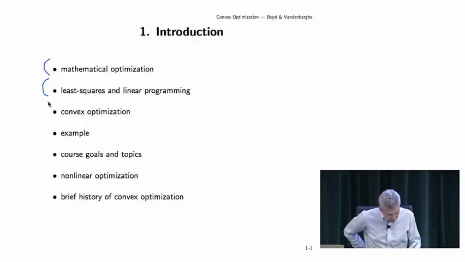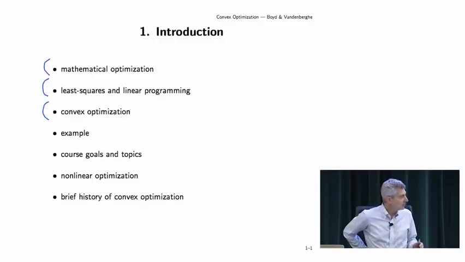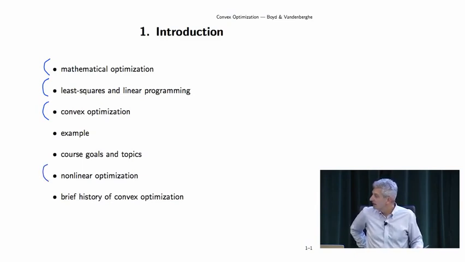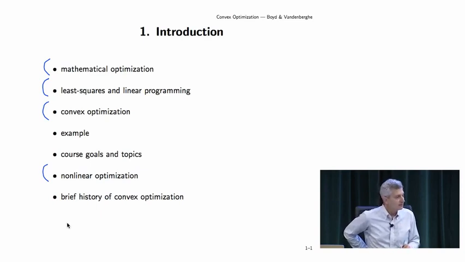I'll then say just a little tiny bit about the common parent of them, which is convex optimization. We'll look at an example, and then I'll have some general comments about what we're going to cover in the course, what the goals are, what the style is, all that kind of stuff. I'll say a little bit about nonlinear optimization. That's something we're not going to talk about much in the class, but it's weird not to say something about it before launching into the class. And then I'll finish up this overview with a little bit of a history of convex optimization.